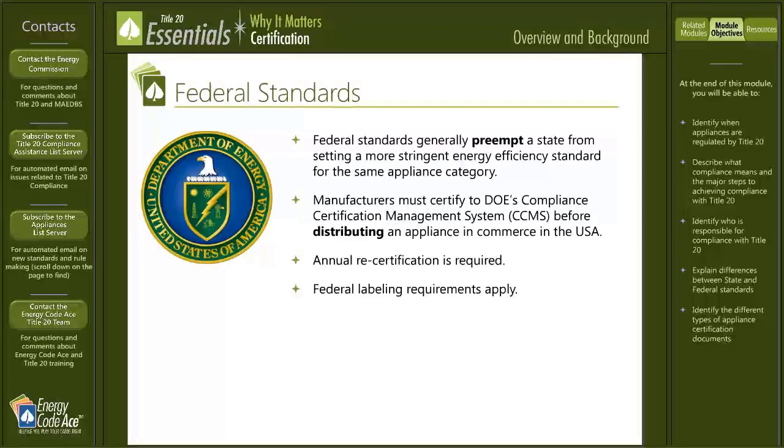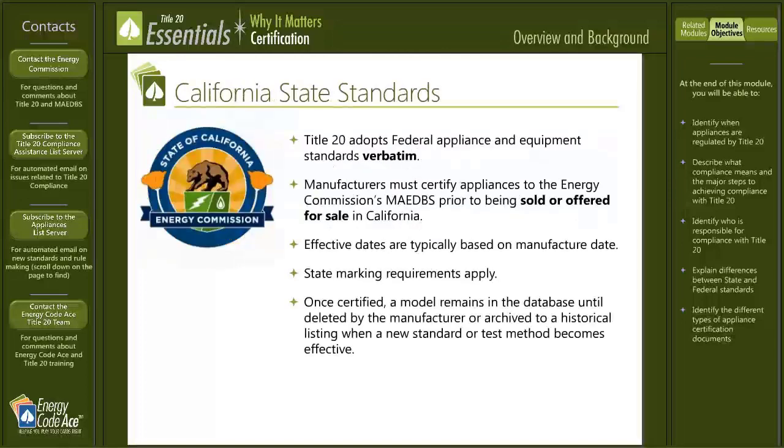There are some exemptions to federal preemption. For example, preemption has been waived for several federally regulated water-consuming products, and the state of California has adopted more stringent standards to address the state's ongoing drought. For federal standards, manufacturers must certify annually to the Department of Energy's Compliance Certification Management System, or CCMS, before distributing an appliance in commerce in the United States. Federal labeling requirements, overseen by the Federal Trade Commission, apply.